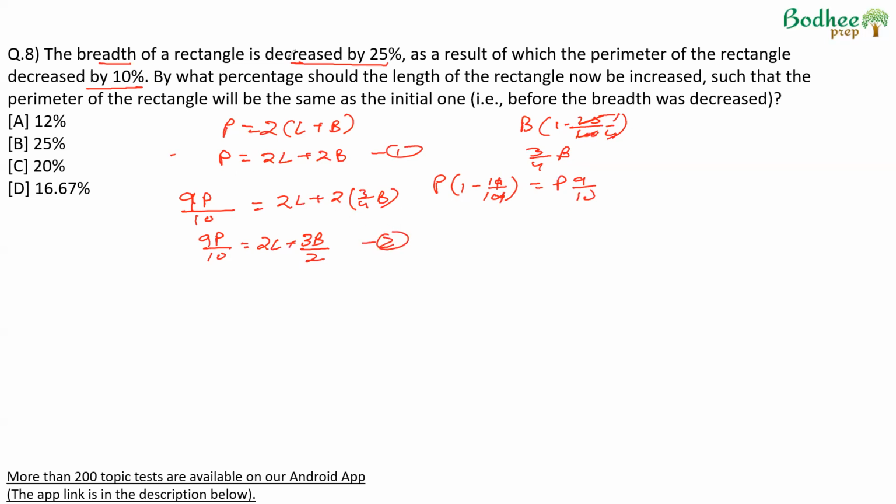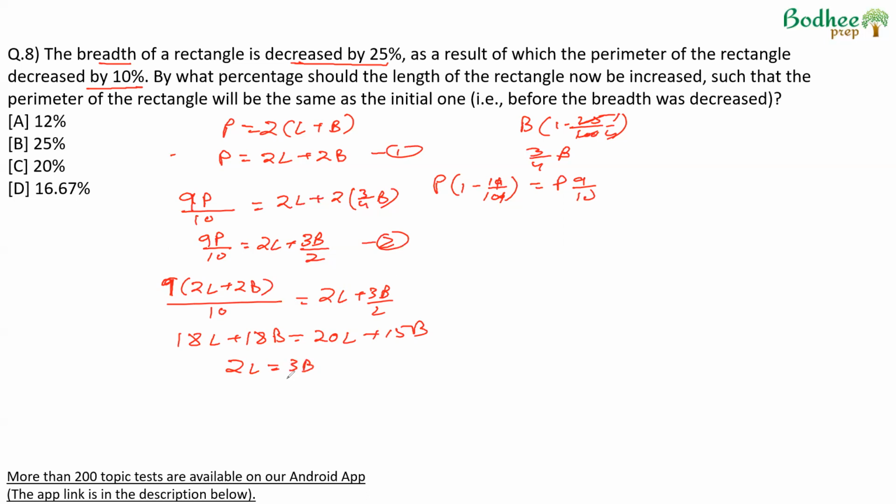Or what we can do is, here we can substitute the value of P. So 9 into (2L plus 2B) upon 10 is equal to 2L plus 3B by 2. Cross multiply: 18L plus 18B is equal to 20L plus 15B, since 10 into 3B by 2 is 15B. So 2L is equal to 3B, which means L by B is equal to 3 by 2.